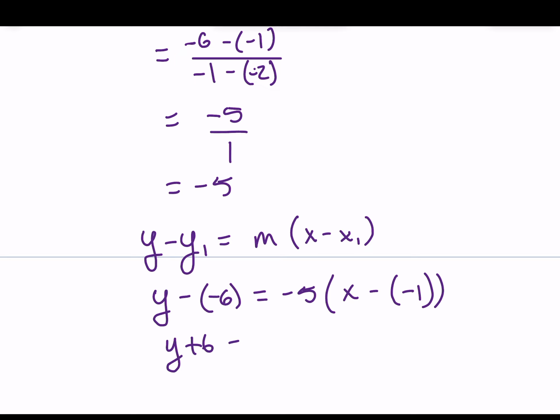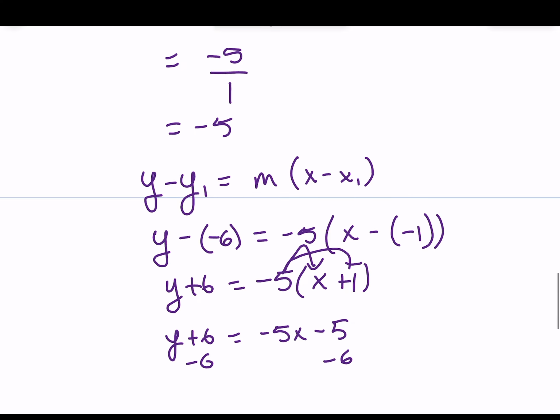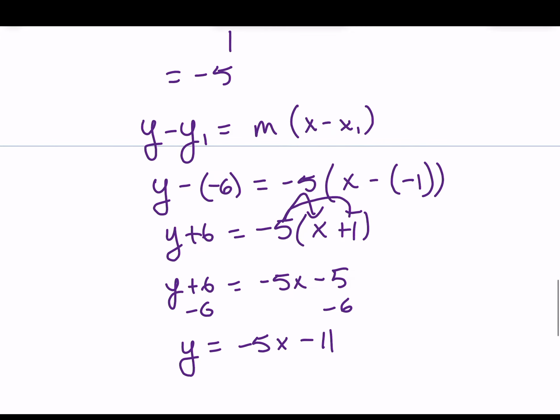So we get y plus 6 is equal to -5 times x plus 1. And that's because x minus a -1 changes to x plus 1. Then we can distribute the -5 to get -5x. -5 times 1 is -5. And then to solve for y, we can subtract 6 from both sides, and we get y is equal to -5x minus 11. -5 minus 6 is -11.